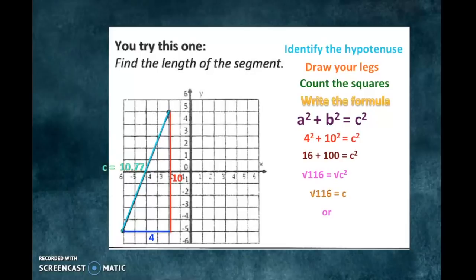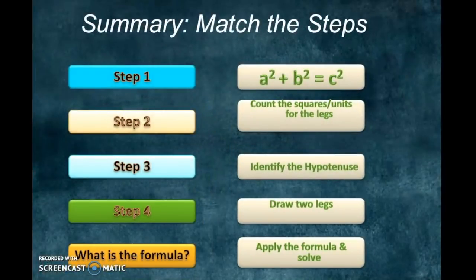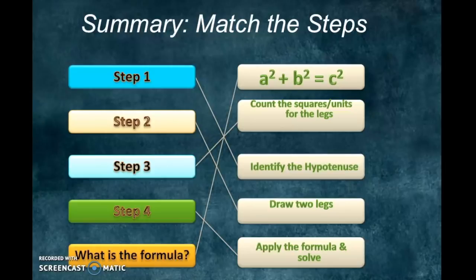Hope that's making sense. Let us take a look at the steps that we just performed. Step 1, what do? Identify the hypotenuse. Step 2, you're going to draw your legs. Step 3, count the squares or the units for the legs. Step 4, you're going to apply the formula and solve. What is the formula that's required? A squared plus B squared equals C squared.